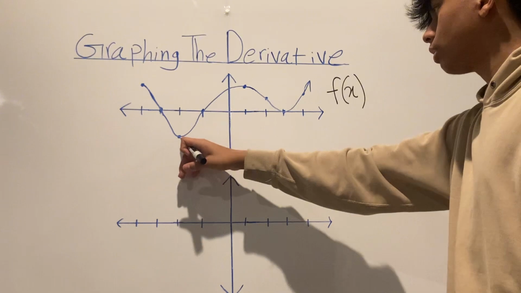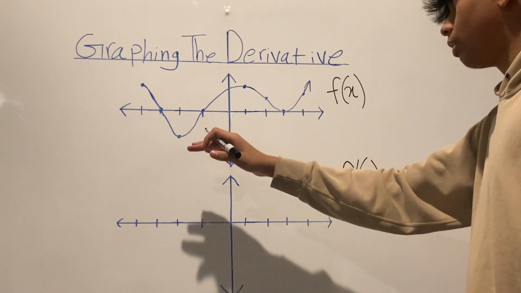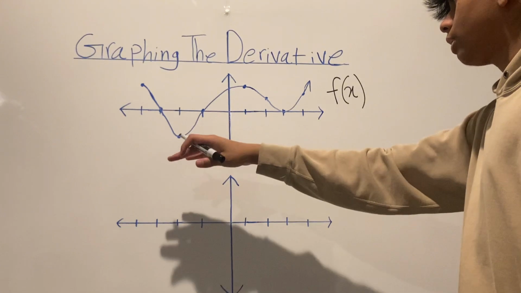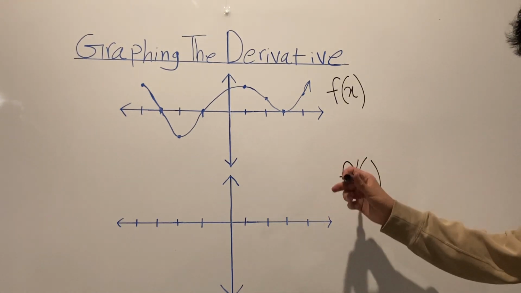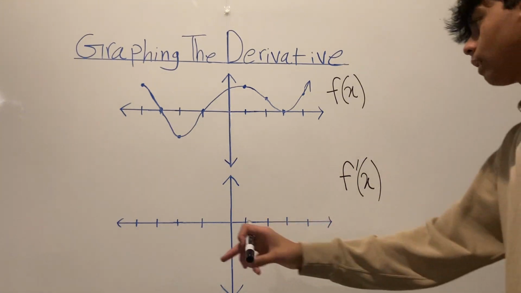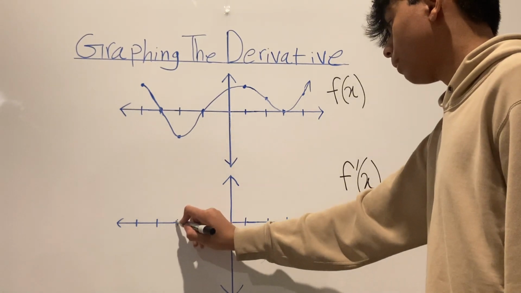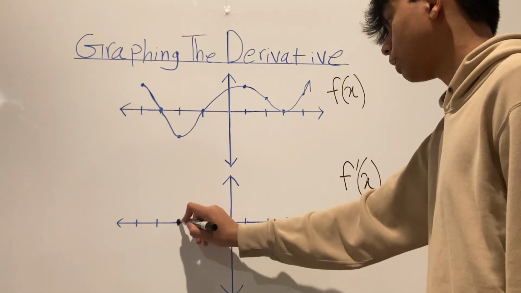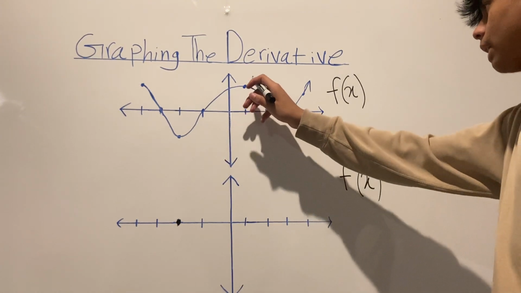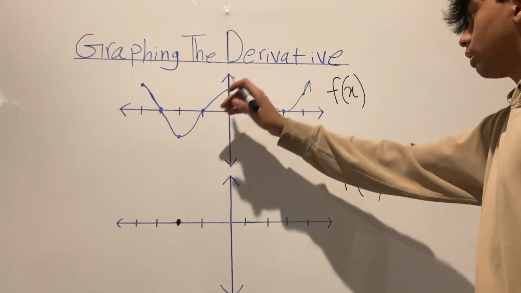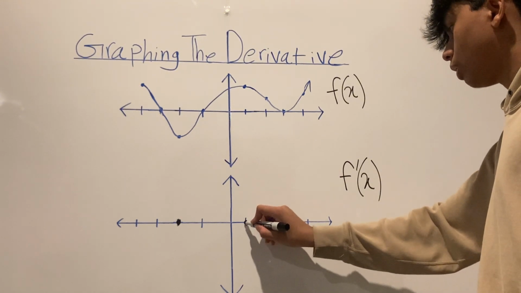So here we see that there's a minimum, which indicates that the slope at this point equals 0, because the function is not increasing or decreasing, so the slope is 0. And if the slope is 0, then the f prime of x graph, which describes the slope, must be 0. So we can draw a point on the x-axis, meaning that the slope is 0 here. And the second one we have is a maximum point. Again, the slope is 0 because there's a horizontal tangent line at that point, so we can draw another one right here.